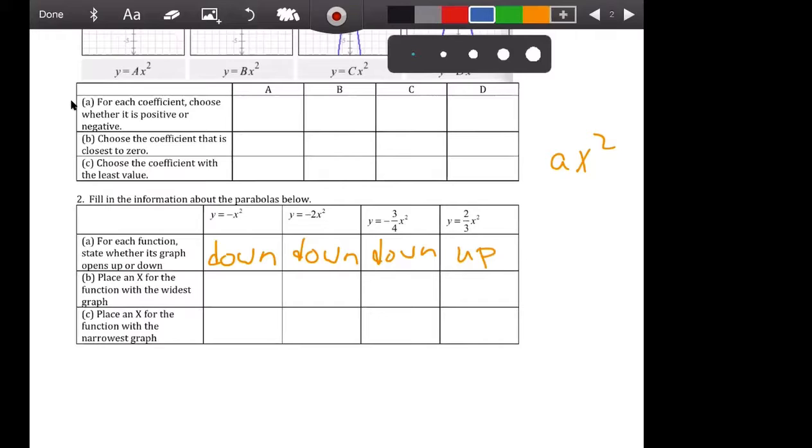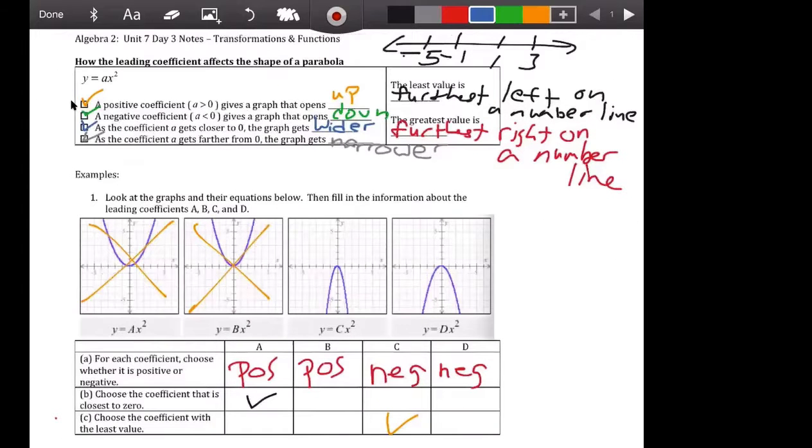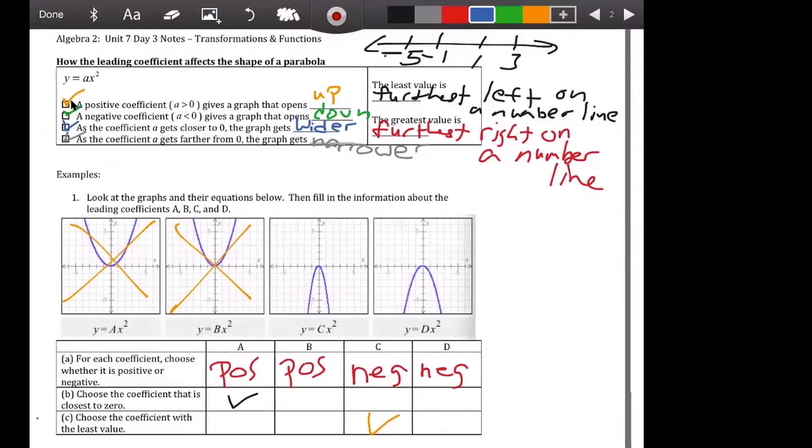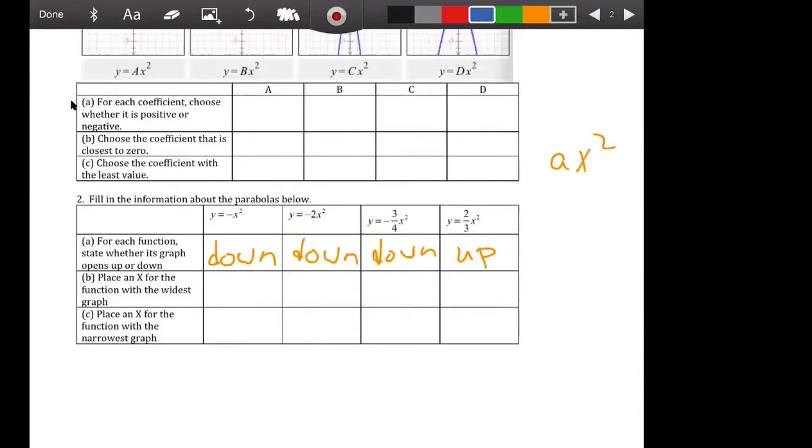Okay. Place an X for the function with the widest graph. So widest. Remember, how do we get wide graphs? The A must be the closest to 0. Okay. So what is closer to 0? Okay, so this A is -1. This A is -2. This A is -3/4. And this A is 2/3. So which of these numbers is closest to 0?